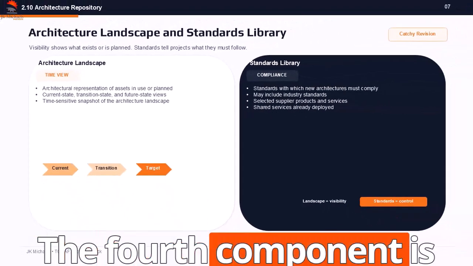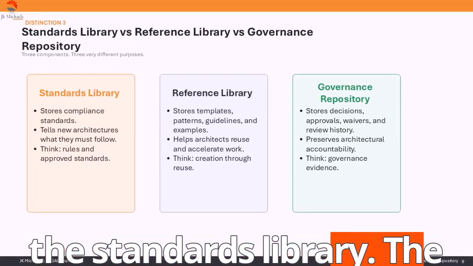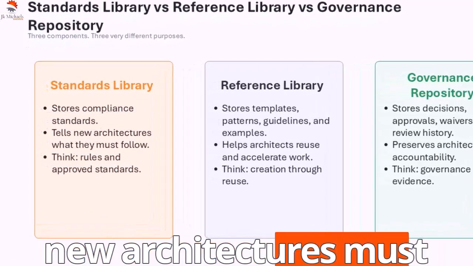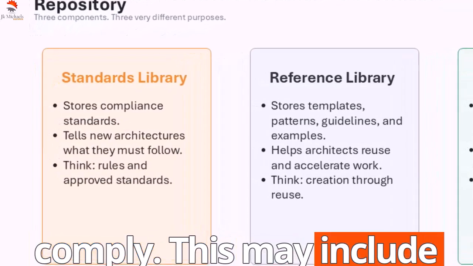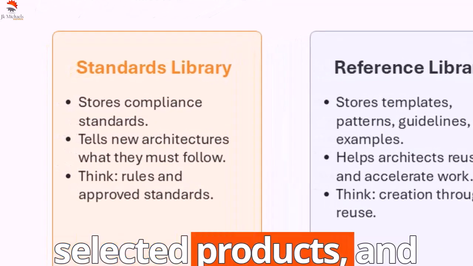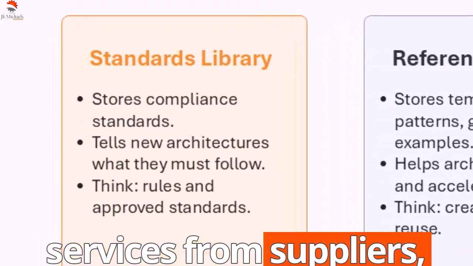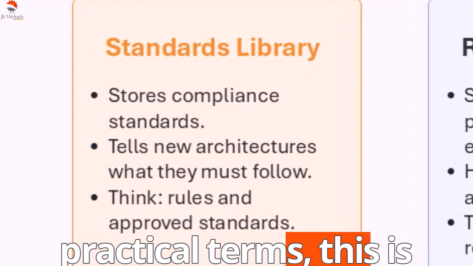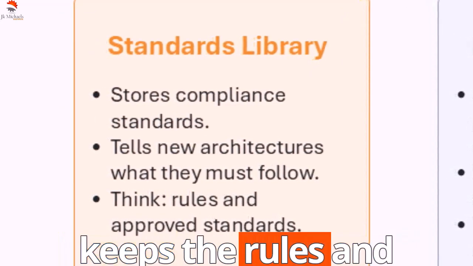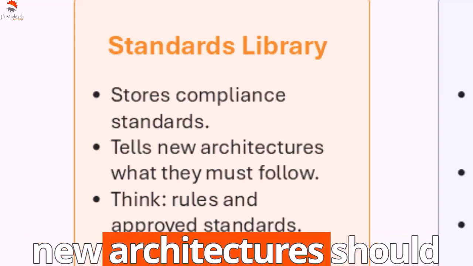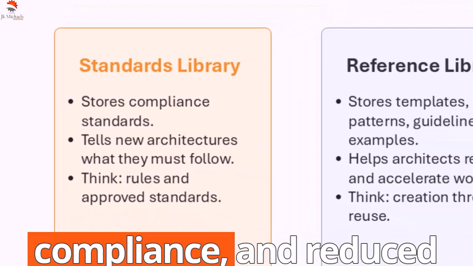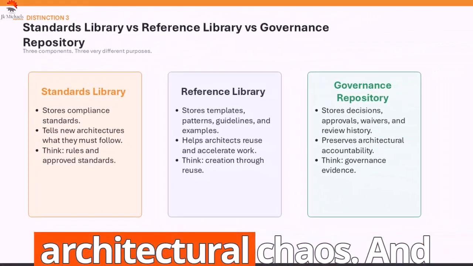The fourth component is the standards library. The standards library captures the standards with which new architectures must comply. This may include industry standards, selected products and services from suppliers, and shared services already deployed. In practical terms, this is where the enterprise keeps the rules and approved standards that new architectures should follow. That supports consistency, governance, compliance, and reduced architectural chaos.